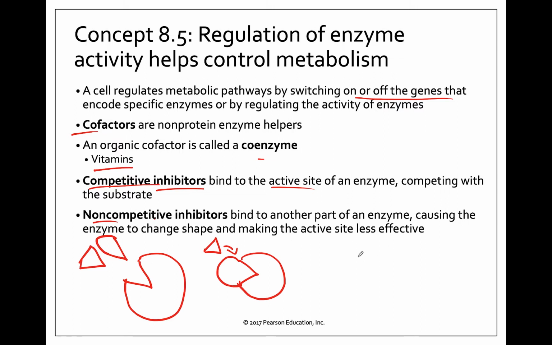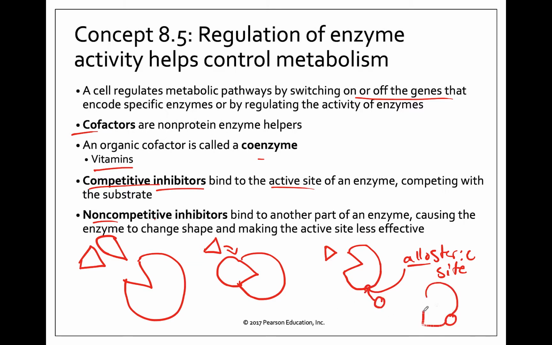So let's say that this enzyme actually has another binding site over here. Any binding site besides the active site is called an allosteric site. Allo just means other, so an allosteric site. Normally, this enzyme would bind with my triangle substrate. An inhibitor comes in and binds here. Let's say it changes the shape of the active site.